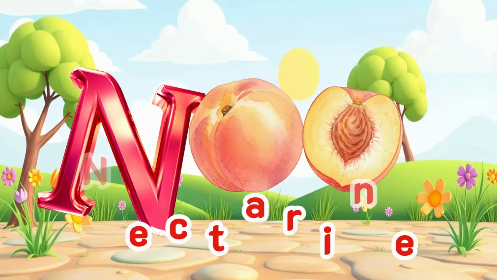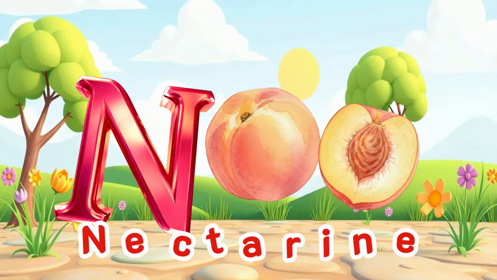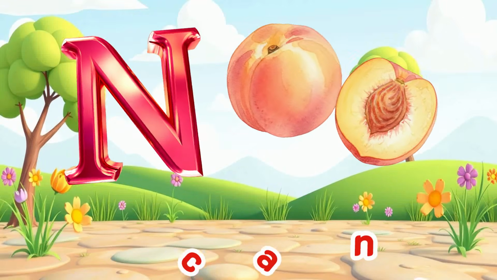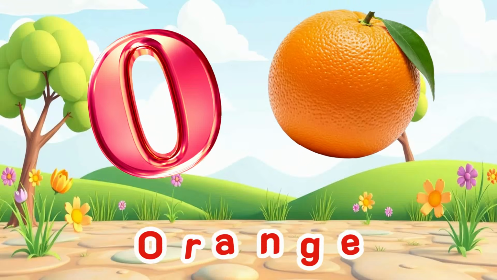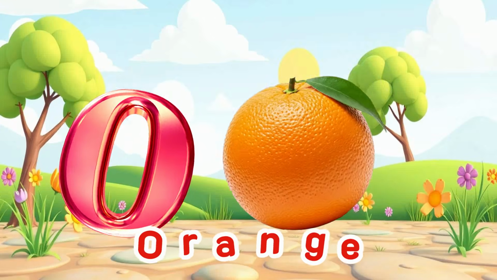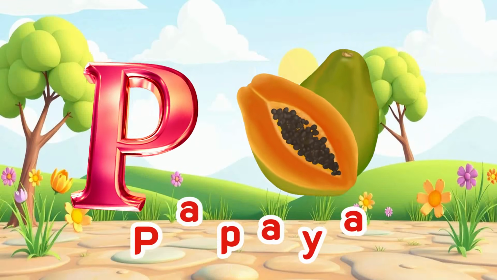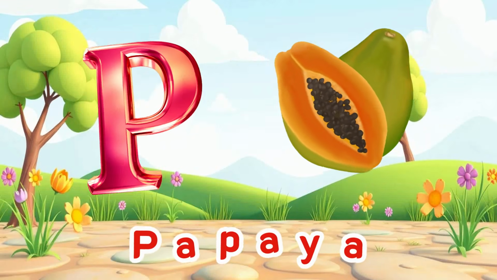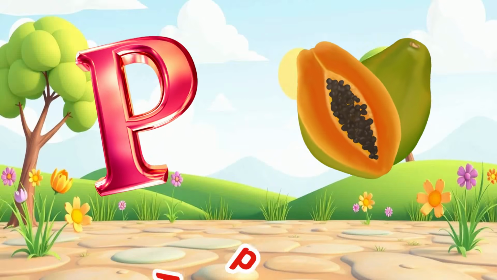N is for nectarine. Nectarine. N is for nectarine. O is for orange. Orange. O is for orange. P is for papaya. P, papaya. P is for papaya.